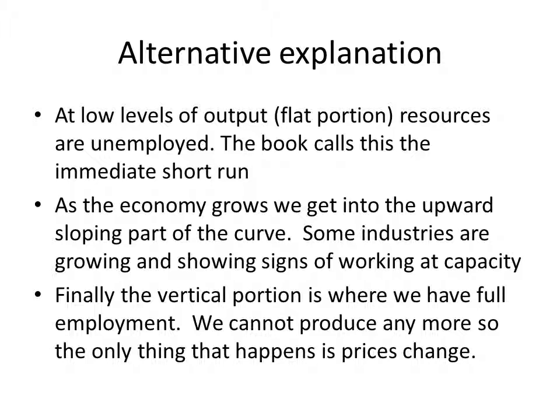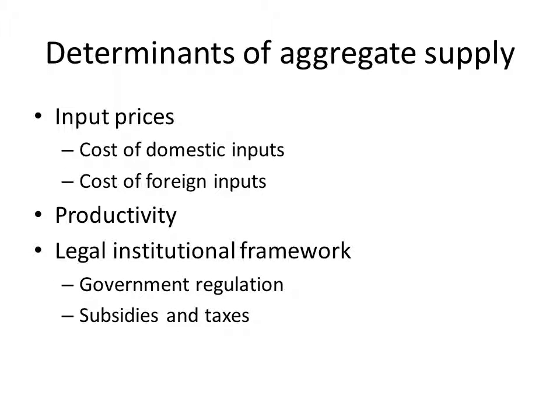And then finally, the vertical portion is where we have full employment. We can't produce any more, so the only thing that happens is prices change. For instance, if you want to hire more employees, how do you go about it? You have to offer employees from other companies more money and hire them away. What does that do? That increases your cost, and therefore you're going to have to raise prices.